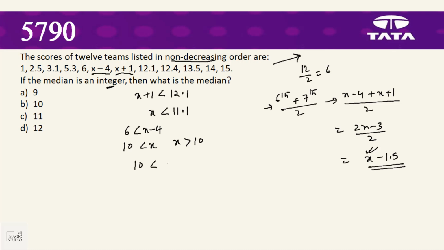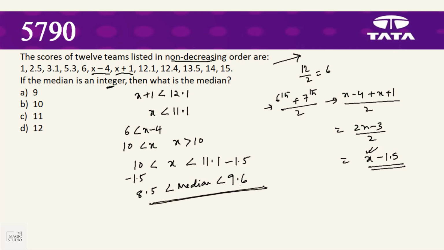That means the range of x is 10 less than x less than 11.1, but median is x minus 1.5, so I'll subtract 1.5 from both sides. I'll get 8.5 less than median less than 11.1 minus 1.5, that is 9.6. So median lies between 8.5 and 9.6, and it is given that median is an integer. That means median is equal to 9. Option A fits in.